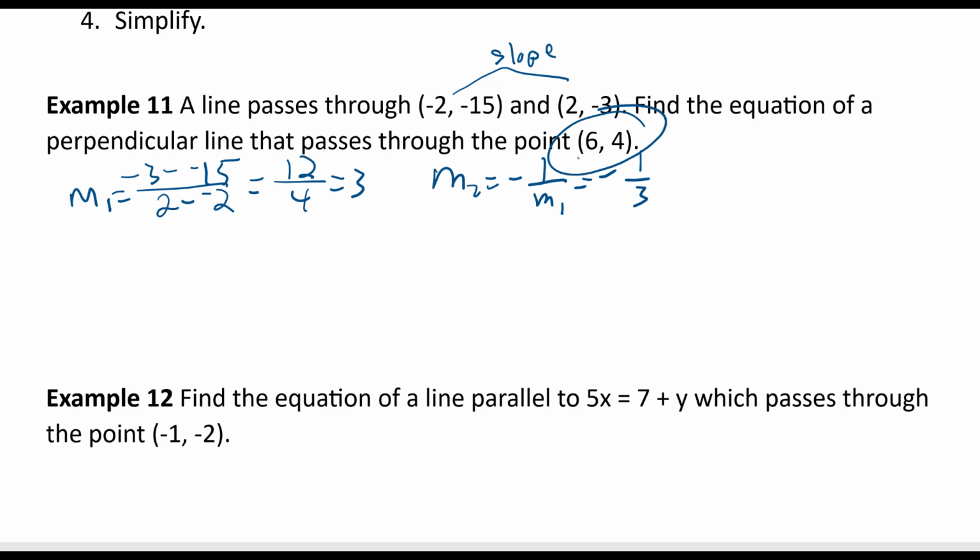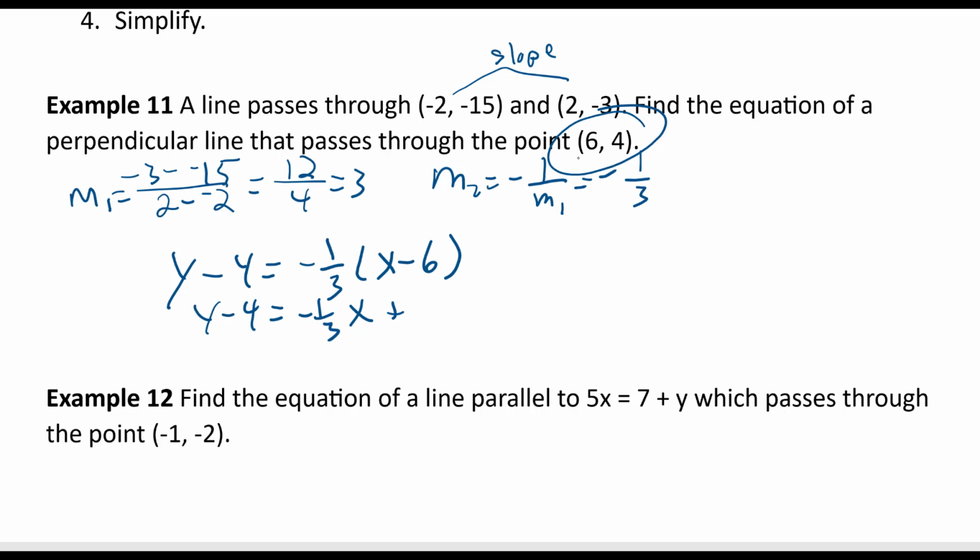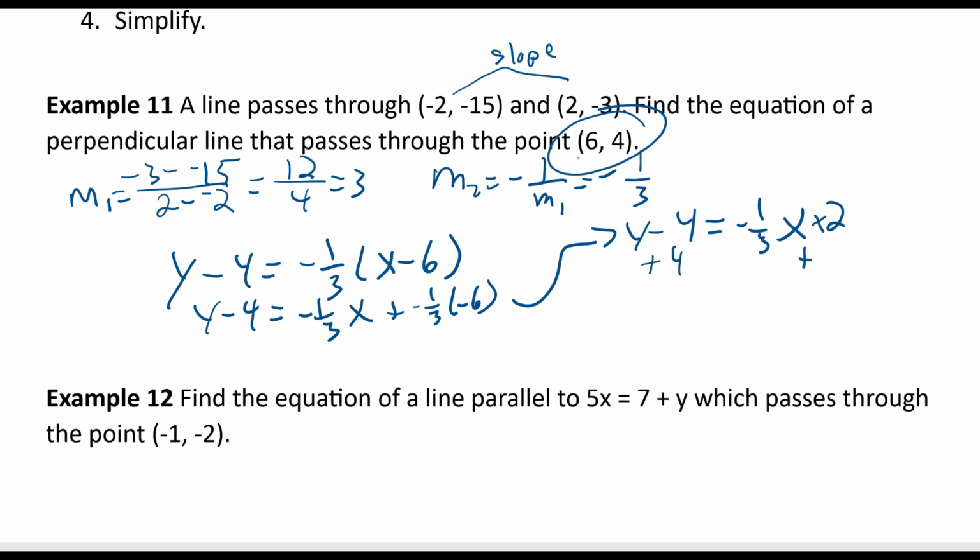And we're talking about this point, so y minus 4 equals negative 1/3 times x minus 6. So y minus 4 equals negative 1/3 x plus negative 1/3 times negative 6. So y minus 4 equals negative 1/3 x, double negative, negative times negative is a positive, plus 2, 1/3 of 6 is 2. Then we can add 4 to both sides, and we have y equals negative 1/3 x plus 6.